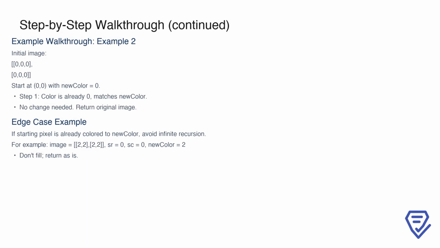For example 2, when the starting pixel already matches the new color, our algorithm checks for this immediately and returns the original image unchanged. This early exit avoids unnecessary processing and prevents infinite recursion. Similarly, whenever we encounter this situation in large areas or different starting positions, the logic ensures no surplus work is done and the function operates efficiently.